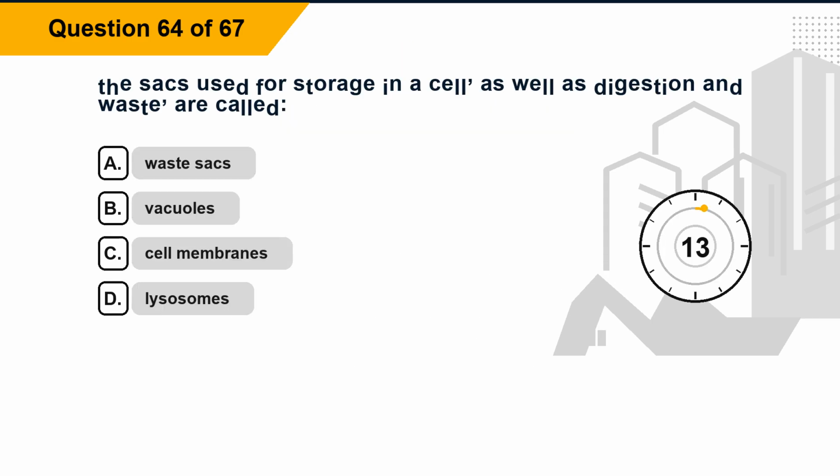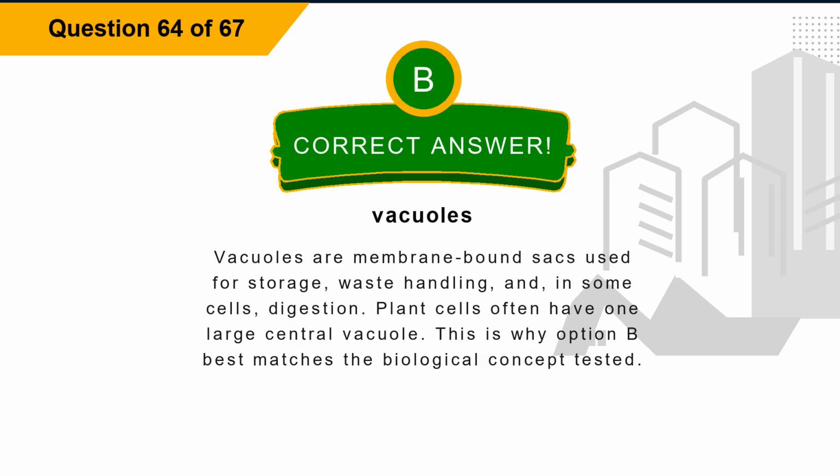Question 64. The sacs used for storage in a cell, as well as digestion and waste, are called? Option A, waste sacs. Option B, vacuoles. Option C, cell membranes. Option D, lysosomes. The correct answer is option B, vacuoles. Explanation: vacuoles are membrane-bound sacs used for storage, waste handling, and, in some cells, digestion. Plant cells often have one large central vacuole. This is why option B best matches the biological concept tested.